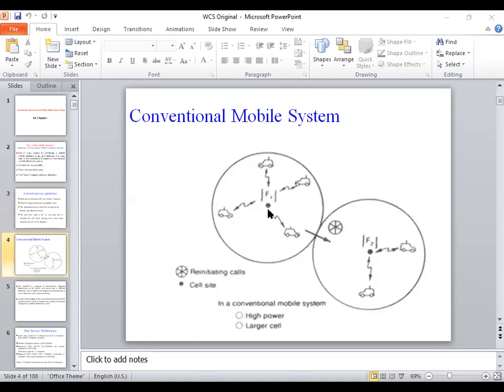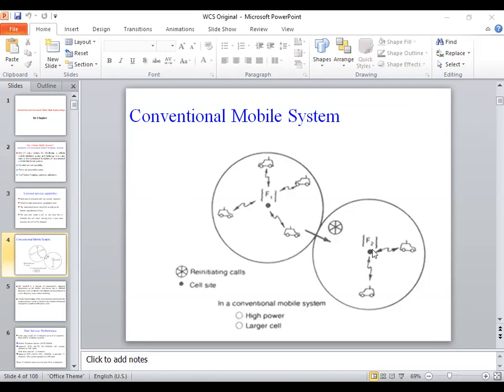You can see I have made a call in this zone, and I am in a car, and I have crossed this area and gone into this area. So we should reinitiate the call because the cell site changes. These two are different cell sites, F1, F2. Because the call will be dropped, this is an undesirable radio telephone system. There is no guarantee that a call can be completed without a handoff.